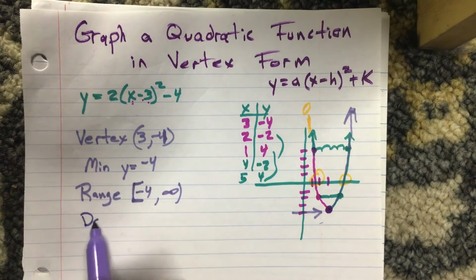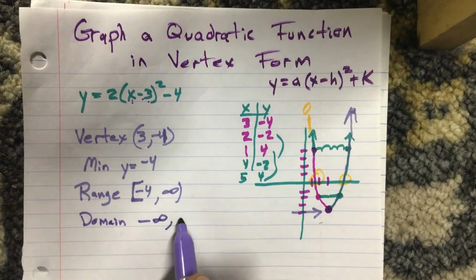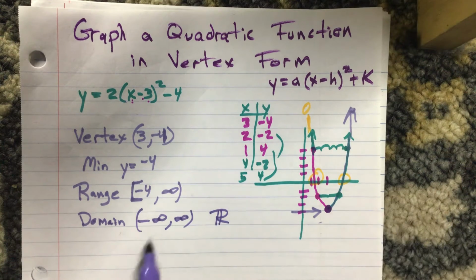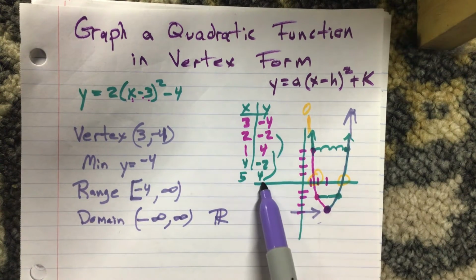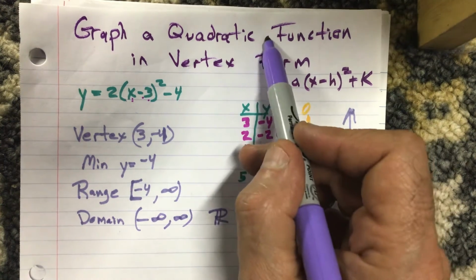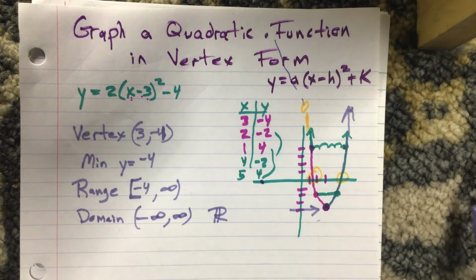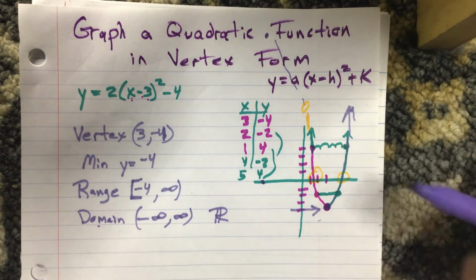The domain is what you plug in, and you can plug in anything you want into this function. You could say all real numbers, or you could say negative infinity to infinity, meaning I can plug in any x value I want. Even if I plug in an x value over here, there will be a y value way up here somewhere eventually. So I can plug in any x value I want. That's my domain. My range is only negative 4 to infinity.